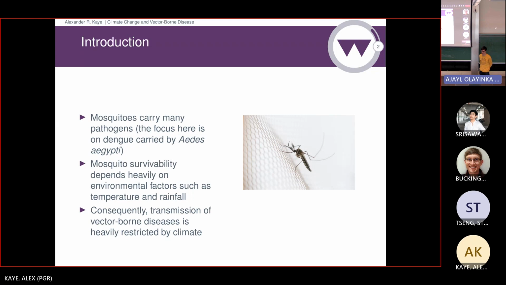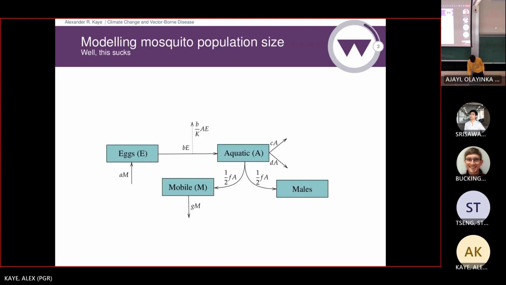So if there's too much rainfall, these puddles where the mosquitoes lay their eggs, their young will be washed away with too much rainfall. And if there's not enough rainfall at all, then these puddles can't exist in the first place. And so there's this sweet spot in temperature and rainfall parameter space where these mosquitoes can thrive. And consequently, there's a sweet spot in that temperature rainfall parameter space where they can transmit diseases.